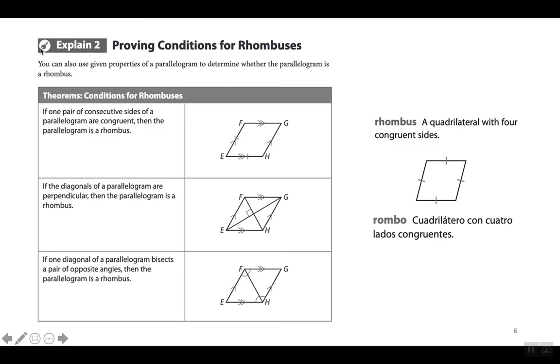Okay, now we're going to look at the conditions that have to exist in order to determine that we have a rhombus. In case you forgot, a rhombus, I put it over here. A rhombus is a quadrilateral with 4 congruent sides.